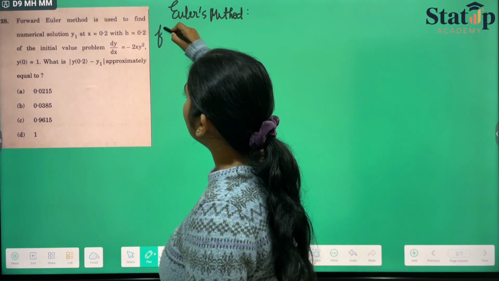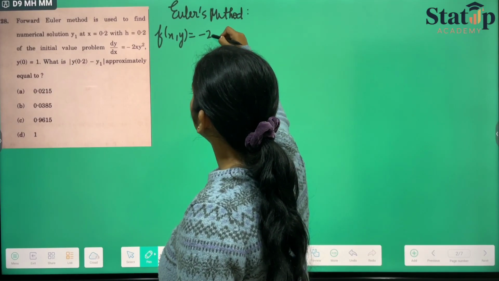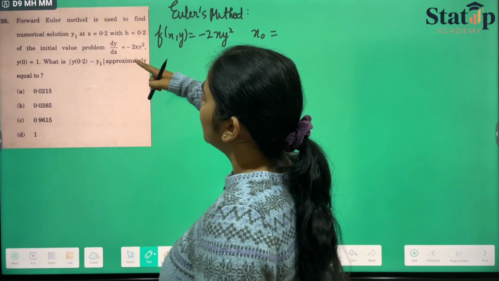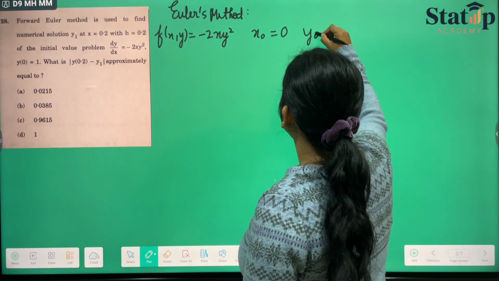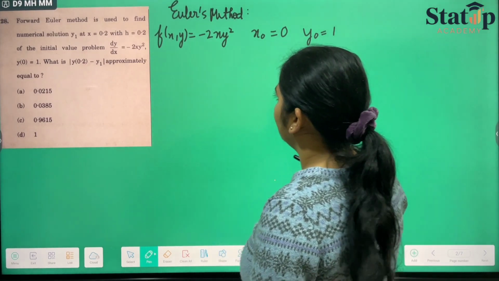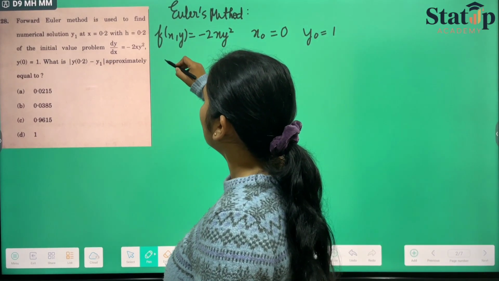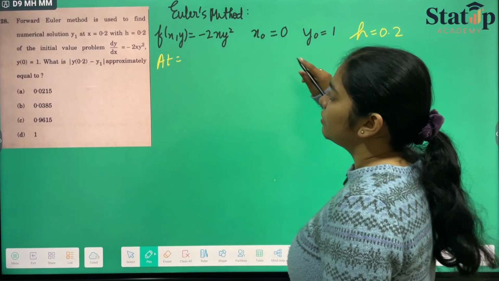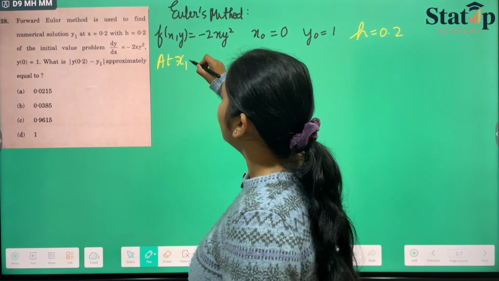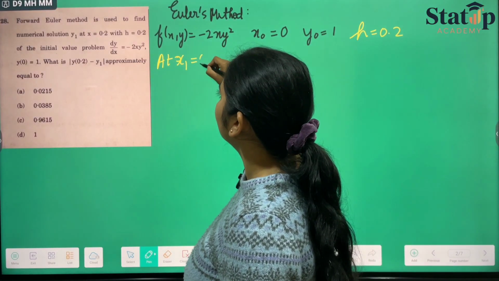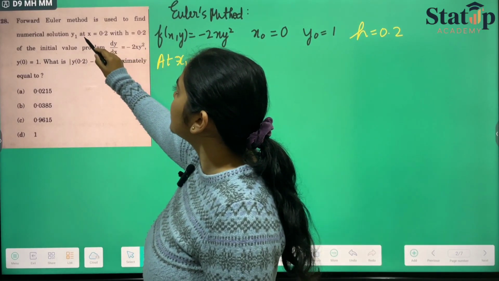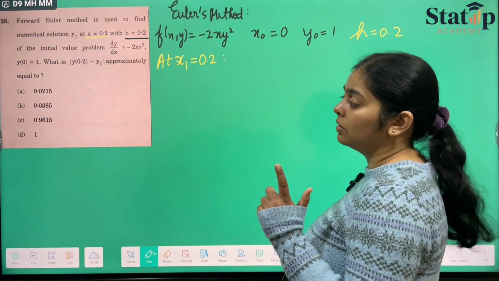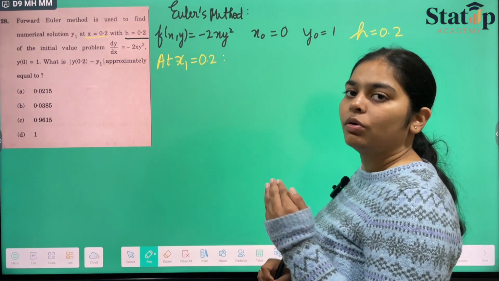then f(x,y) has been given to us as minus 2xy². x0 is given to us as 0, and y0 is given to us as 1. These are provided to us. Now h also has been provided to us as 0.2. If we calculate this at x1 equals 0.2. Now here, as you notice, x is also 0.2 and h is also 0.2. So we have to just attempt it in one step only. The first step will only give us the answer.